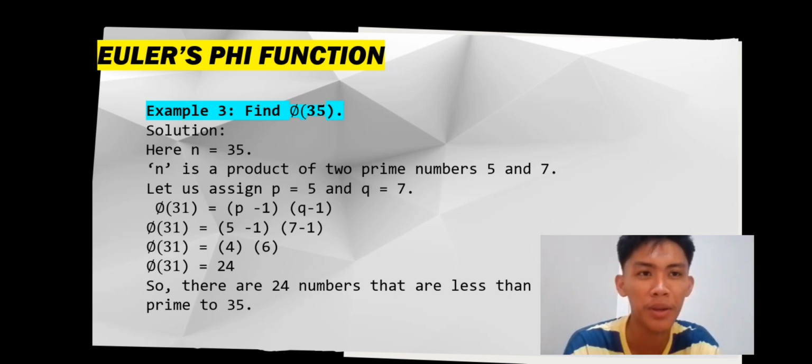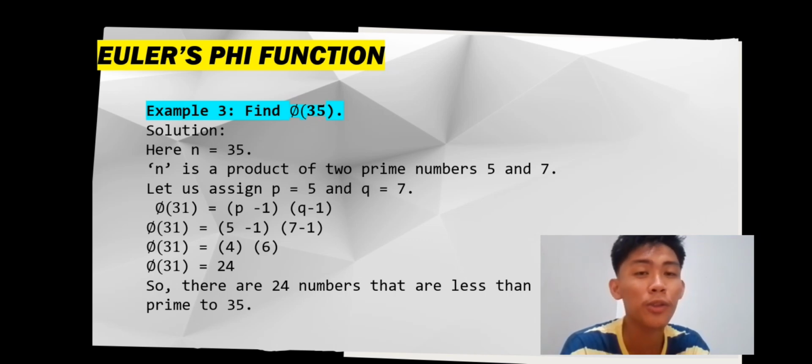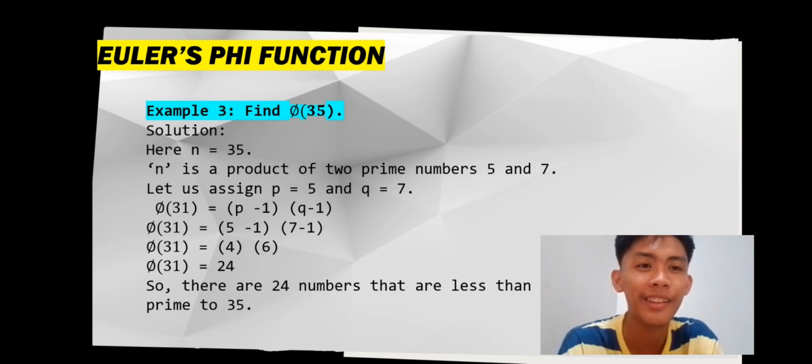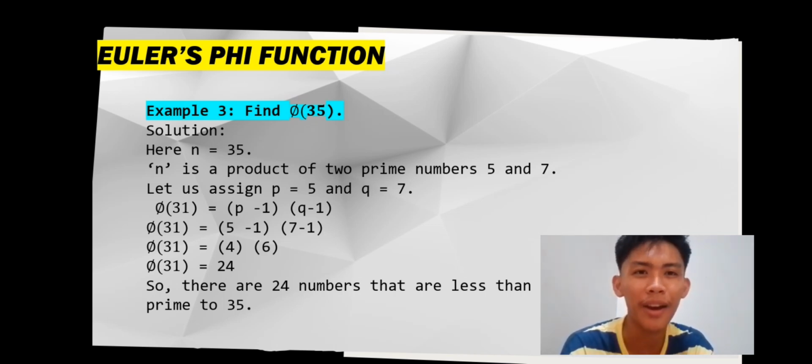Our formula is the quantity of p minus 1 times the quantity of q minus 1. Our p is 5, so we have the quantity of 5 minus 1 times the quantity of 7 minus 1. Then we subtract: 5 minus 1 is 4, and 7 minus 1 is 6. Now we have phi of 35 is equal to the quantity of 4 times the quantity of 6. If we multiply 4 and 6, the result will be 24. Therefore, there are 24 numbers that are less than 35 and relatively prime to 35.